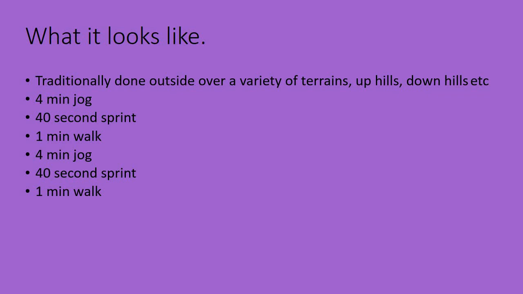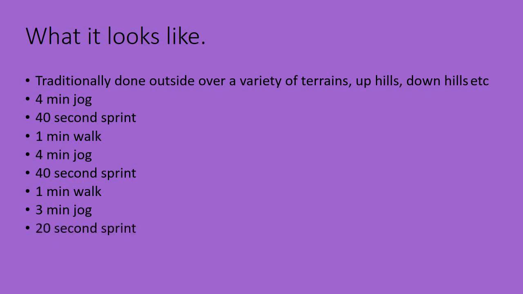So could you go out, start with a 4-minute jog, followed by a 40-second sprint. So we're not stopping in between. It's a type of continuous training. 4-minute jog, 40-second sprint. Then 1-minute walk. There's our recovery. We're going back down into that aerobic training zone. 4-minute jog, 40-second sprint, 1-minute walk, 3-minute jog.